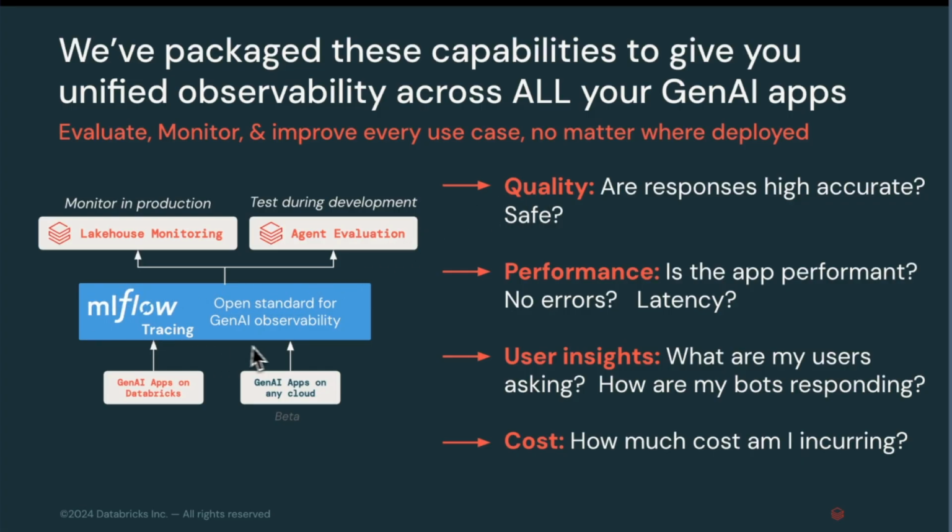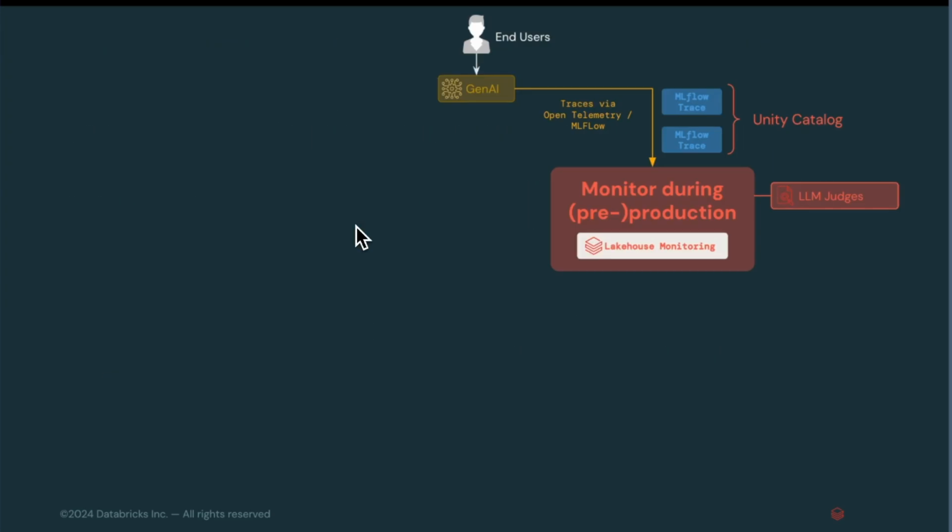At the core of our capabilities is MLflow tracing. It's our open source standard for GenAI observability built on top of OpenTelemetry. You instrument your application with MLflow tracing with just one line of code, and we're able to automatically extract all the relevant information that you need to evaluate and monitor that application. You can monitor it using Lakehouse monitoring, and you can test it during development with agent evaluation. Let's walk through the workflow, and as I do this, I'll demo these capabilities in an application that I've built.